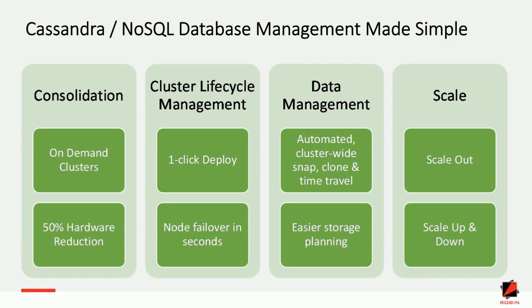Data management: we have fully automated the notion of snapshots, and these are Robin snapshots, not Cassandra snapshots. So Robin takes scheduled snapshots. You can do it manually. You can do it on a schedule. You can also take clones. You can do time travel. So complete control over the data. And once again, all the snapshots are being stored on Robin storage, so they're not using up the space that has been allocated for your data files.